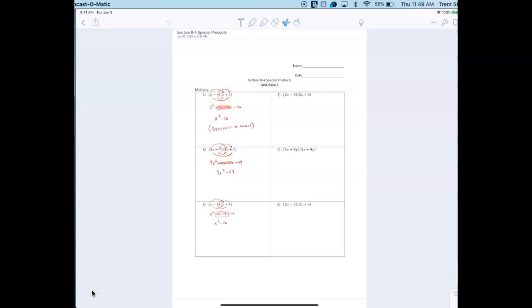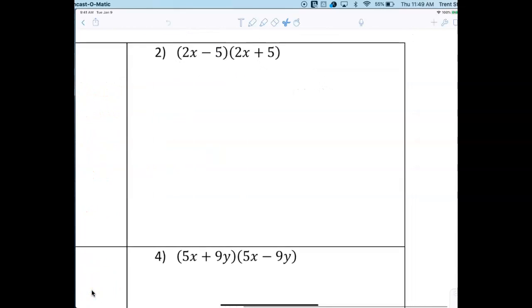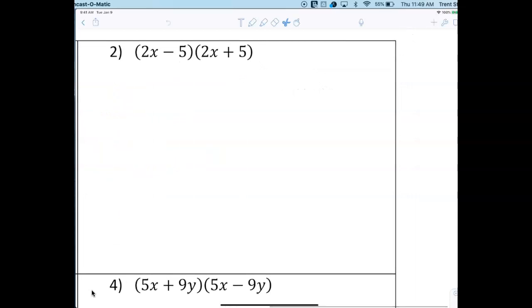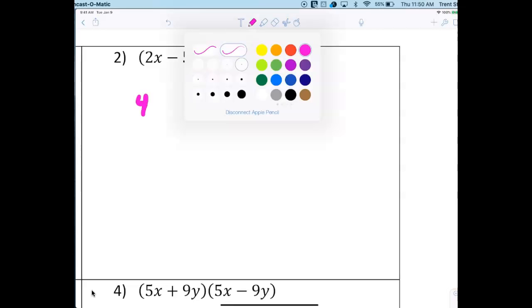Again, today we are multiplying a binomial times a binomial, but these are special binomials. The reason they're special is because things happen. The middle term cancels out, or the middle term is doubled, and I'll explain exactly what that means. But right now, everyone should be able to look at number 2 and say, what's 2x times 2x? 4x squared. I'm pretty happy with that response so far.